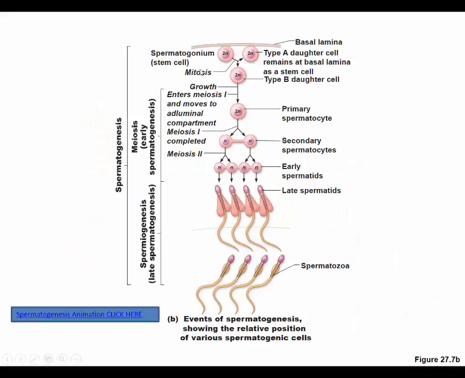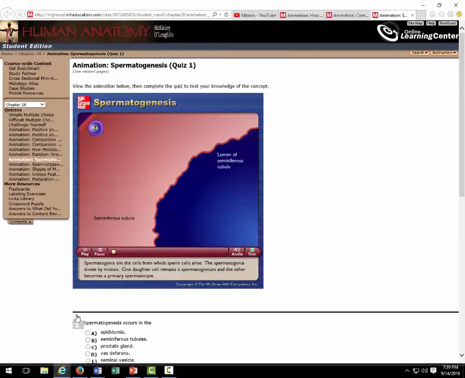So here is a diagram nicely labeled with all the different chromosome numbers. This is a great study tool. It has the name of all the different cells. It shows you the chromosome number along the way, and just know that it works from the edge of the tubule inward. So let's watch this animation. This is a really good animation that illustrates the process.